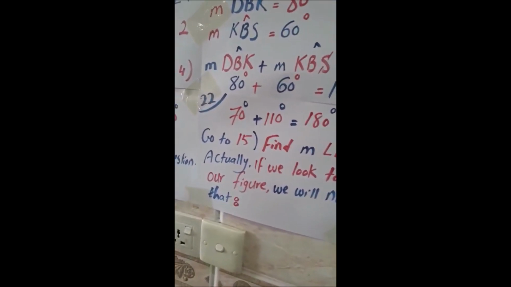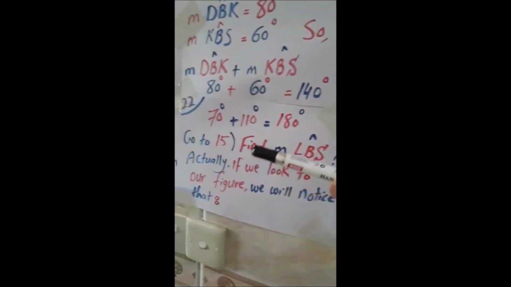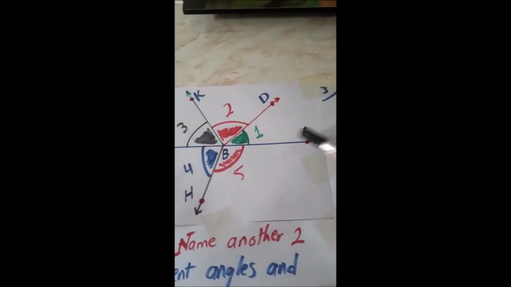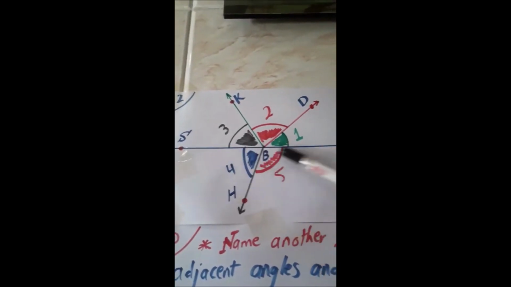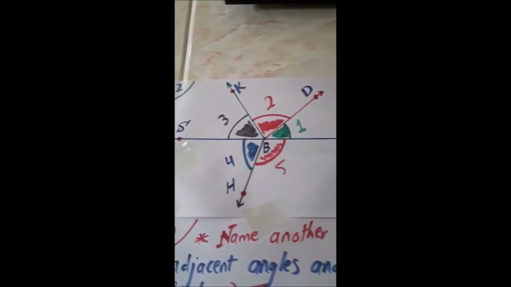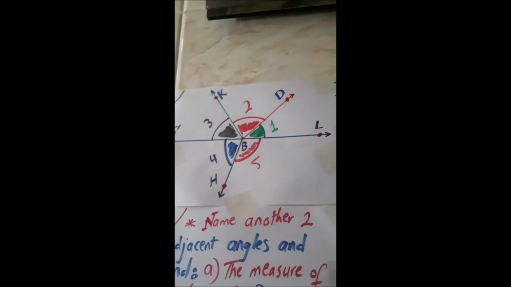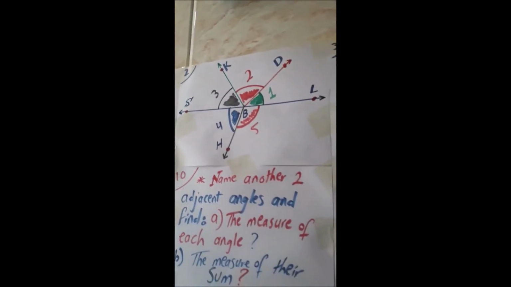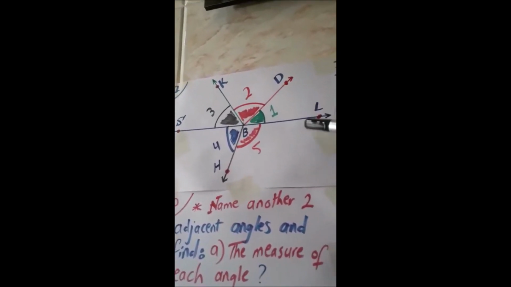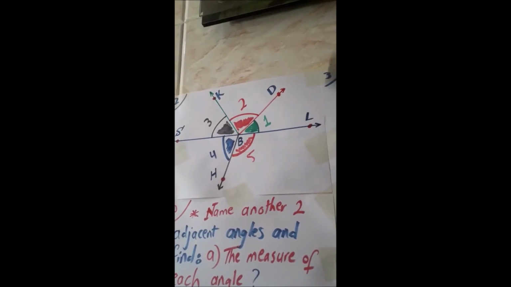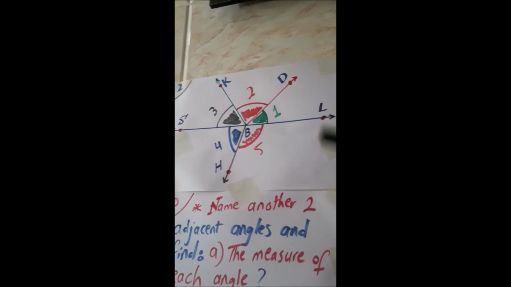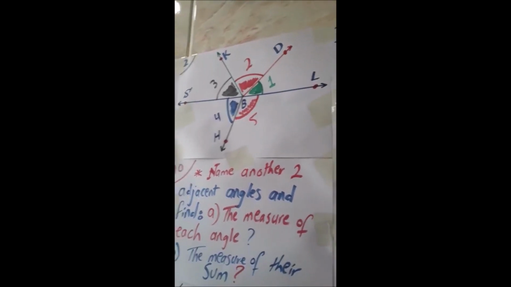Now go to number 15 from the book. He wants to find the measure of LBS. Where is LBS, guys? LBS. Yes. What do you think if I want to find the measure of this angle, LBS? If you go back, in other videos we said that the types of angles are acute, obtuse, right, and straight. What do you think, guys, about the angle LBS?